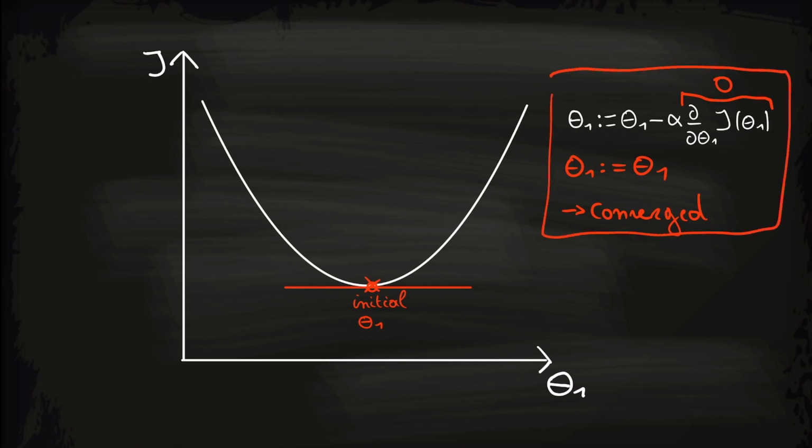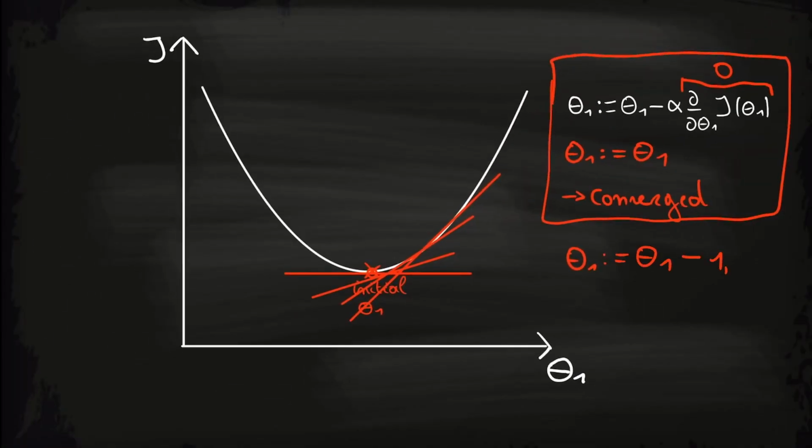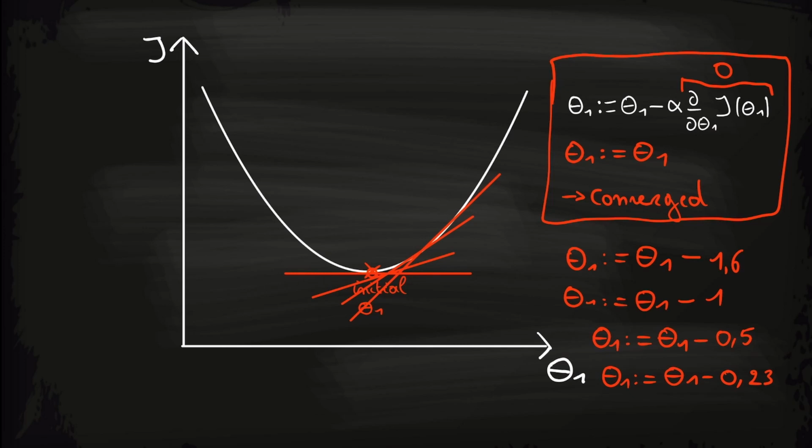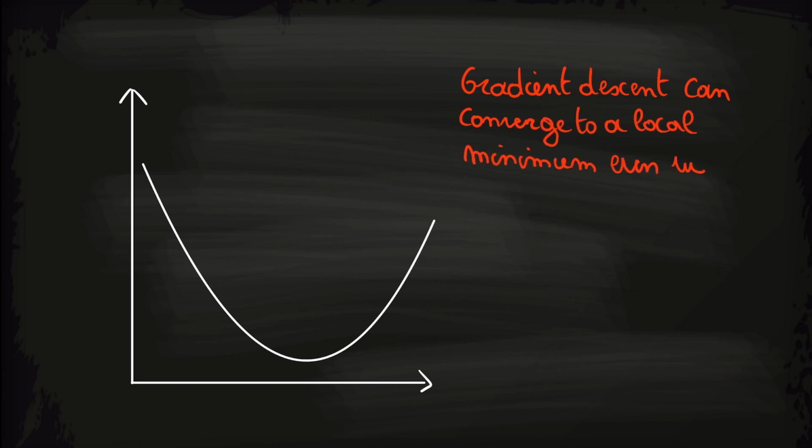But if you look closer, you can see that when theta 1 comes closer to the minimum, the slope gets closer to 0. So if you look at what this means in the mathematical formulation, it means that the value of theta gets updated with smaller and smaller increments or decrements when we approach the minimum. What this concretely means is that gradient descent can converge to a local minimum, even with the learning rate fixed.